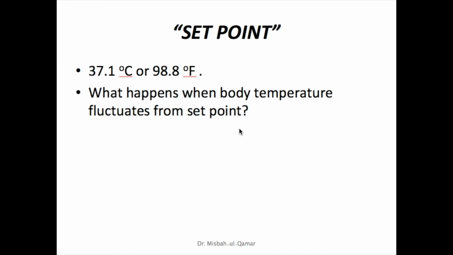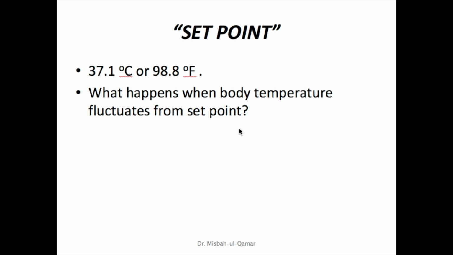Now, I will introduce you to a very important concept of set point for temperature control. The body core temperature is maintained at 37.1 degree centigrade or 98.8 degree Fahrenheit. This temperature is called the set point of the temperature control system. So, what happens when the body temperature fluctuates from the set point?